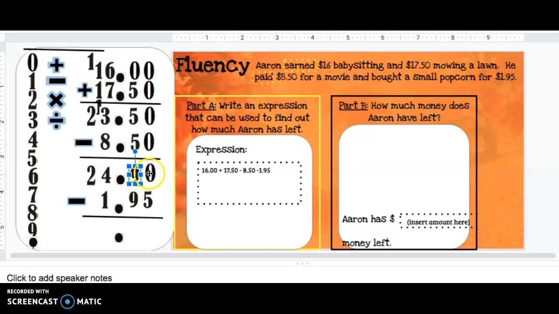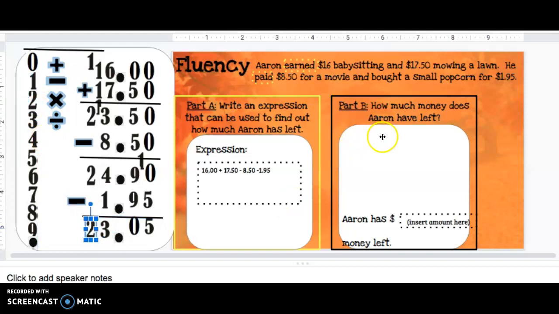So now this 0 becomes a 10. So now we can begin subtracting. So we have 10 minus 5, 5. 9 minus 9, 0. 4 minus 1, 3. And then the 2 drops down because this is technically an imaginary 0. You could put a 0 there if you wanted to. So 2 minus 0 is 2.